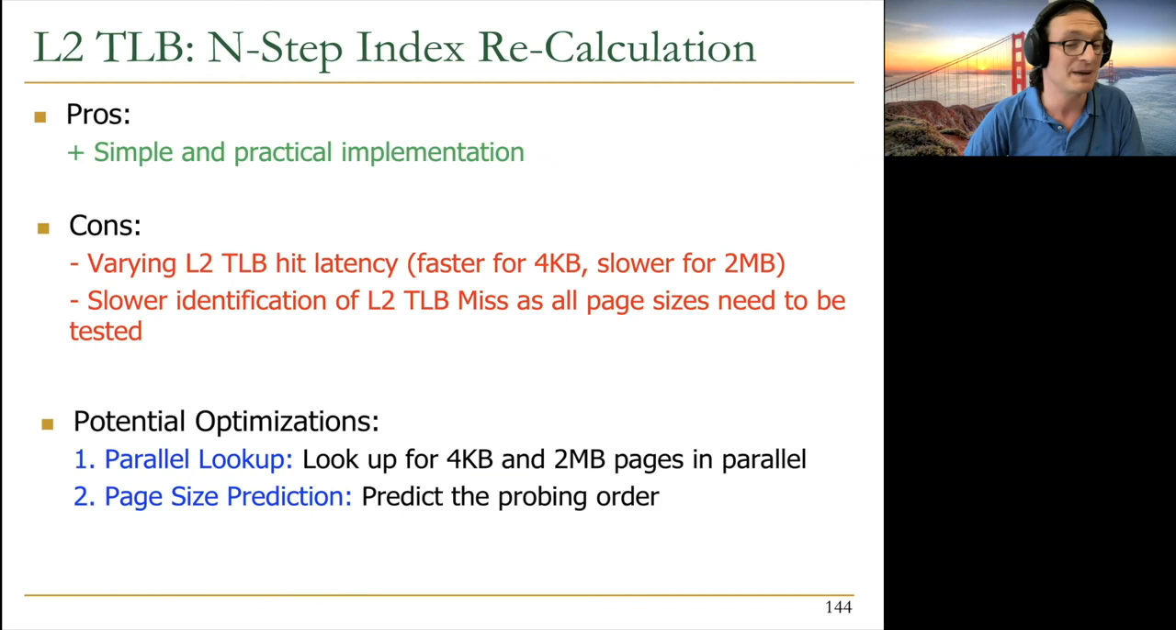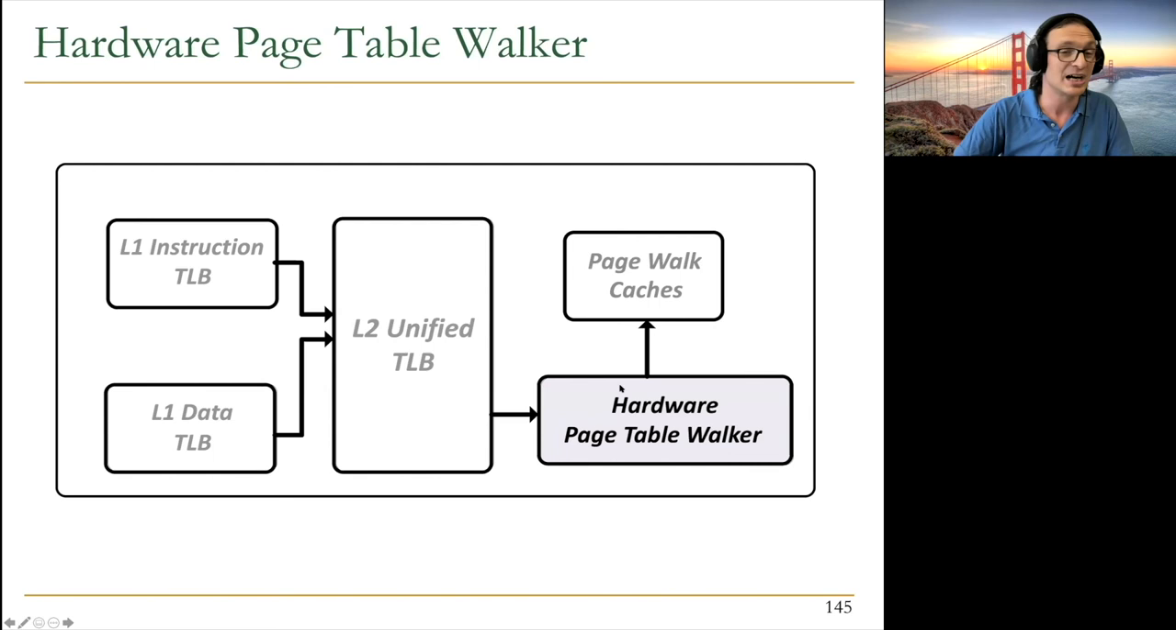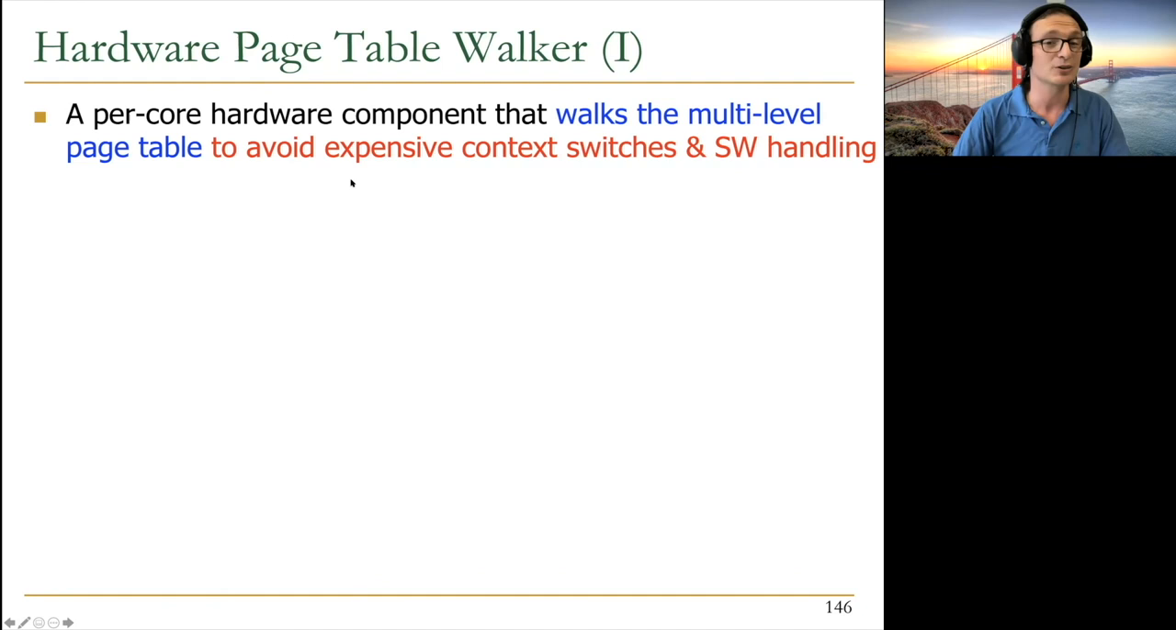And trade-offs are again, similar to associativity, in time versus space. Okay, let's talk about the hardware page walker components. As we said, TLB misses are handled in hardware. And this is an interesting, complicated component that walks the multi-level page table to avoid expensive context switches and software handling of TLB misses.